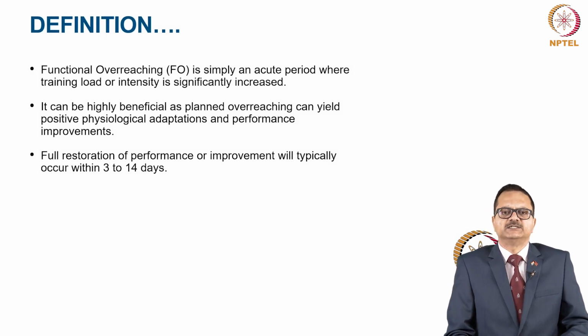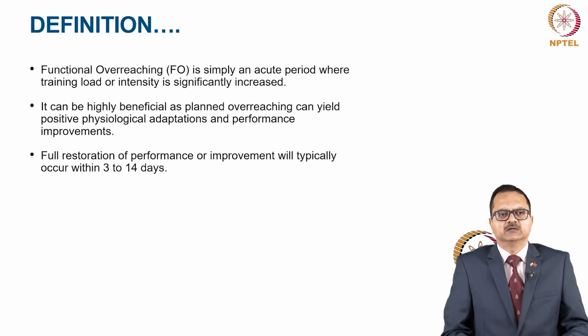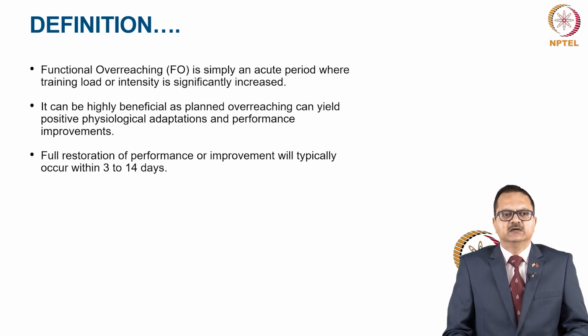When we talk of overreaching, we must talk about functional overreaching. It is simply an acute period where training load or intensity is significantly increased. It can be highly beneficial as planned overreaching can yield positive physiological adaptations and performance improvements. Full restoration of performance or improvement will typically occur within 3 to 14 days.